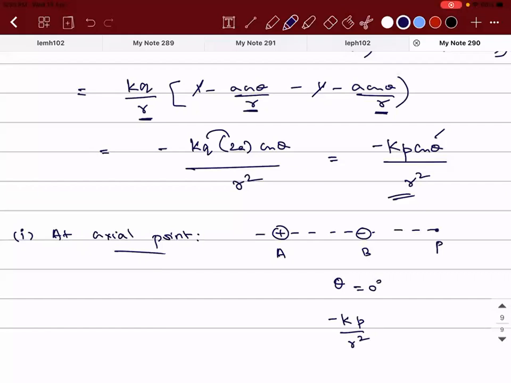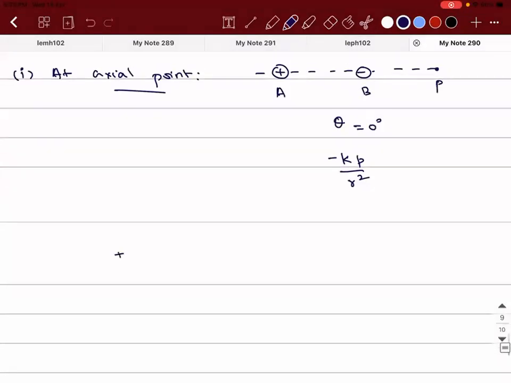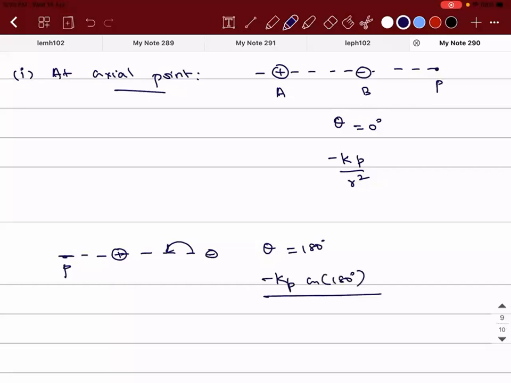Right? Now see. In a similar way, if I take the same axial point, if I take the point P on the left hand side, then what is the value of theta? Theta will be 180 degrees, because this is what is theta. If I substitute 180, minus Kp into cos of 180 degrees divided by r square, what is the answer? Plus Kp divided by r square. I told you, when you take it on the left of positive charge, you will get positive value, right?